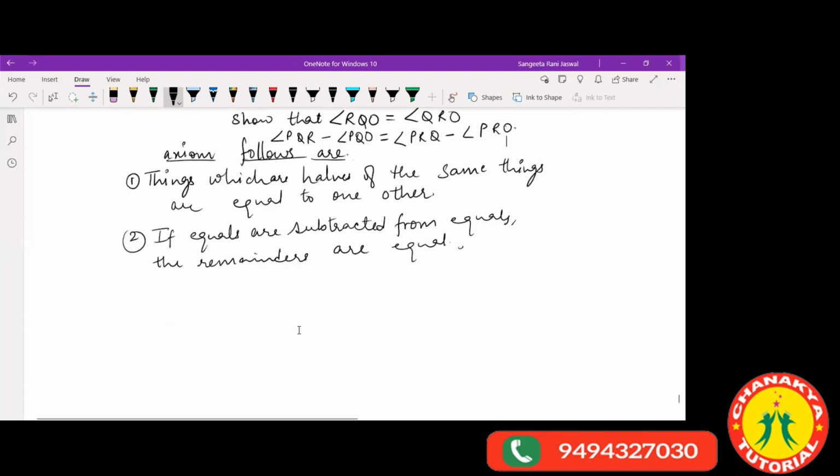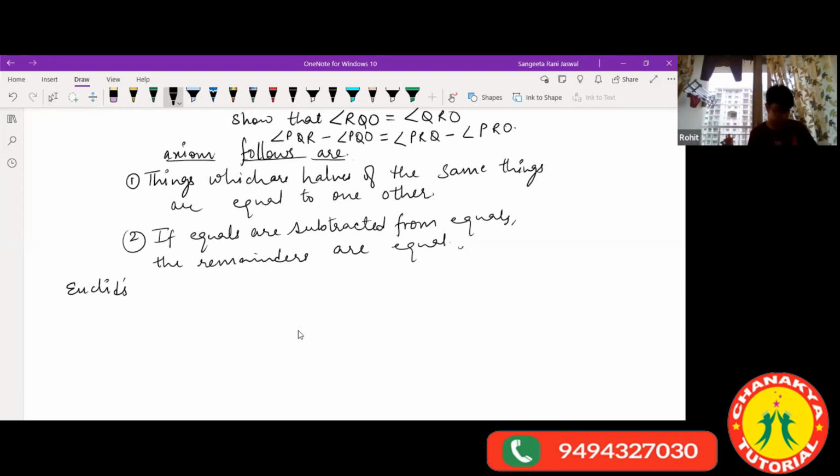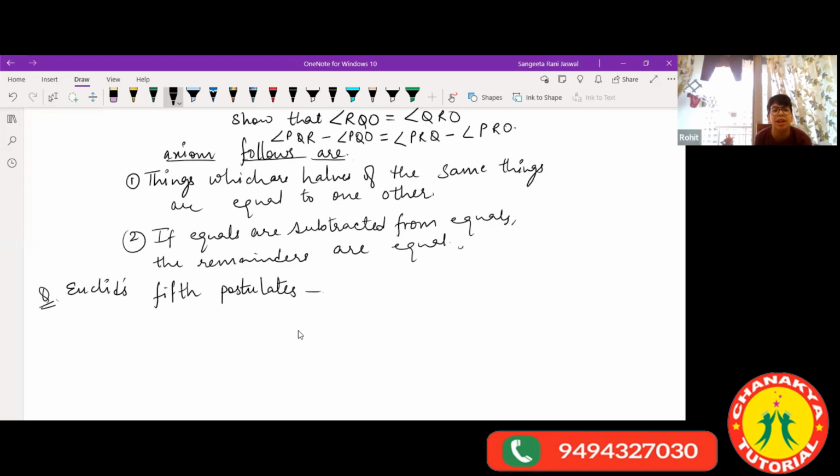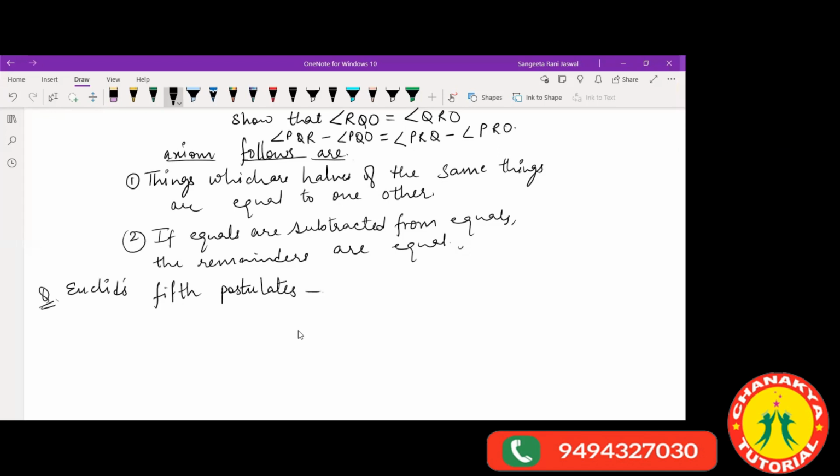Okay, let's see another question here. The next question says: state Euclid's fifth postulate. Who will tell me? Rohit, tell me Euclid's fifth postulate. Ma'am, if a straight line falling on two straight lines makes the interior angles on the same side of it. Okay, say it again.